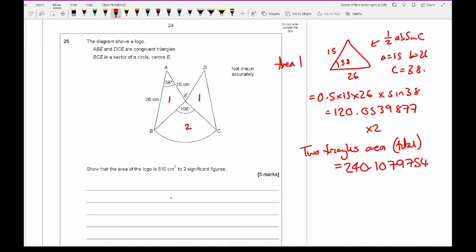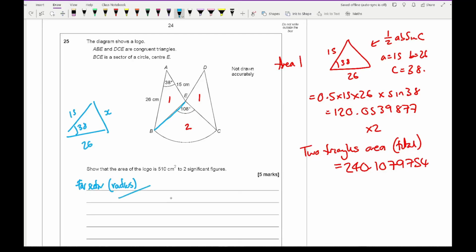In terms of the sector, first things first, what I need to do is work out what the radius is. So for the sector, I need the radius. And how do I do that? Well, I'm going to use the cosine rule. So this is 38, this is what I'm trying to find, this is 15, and this is 26.